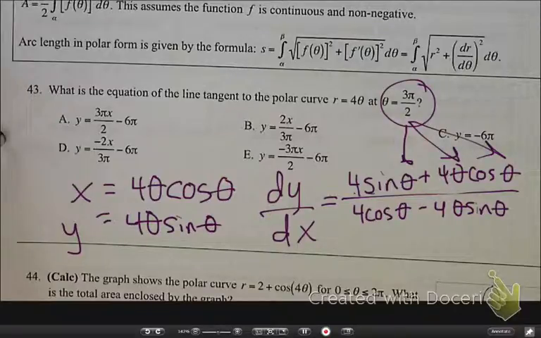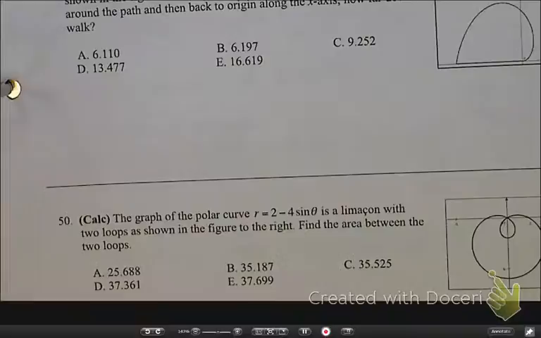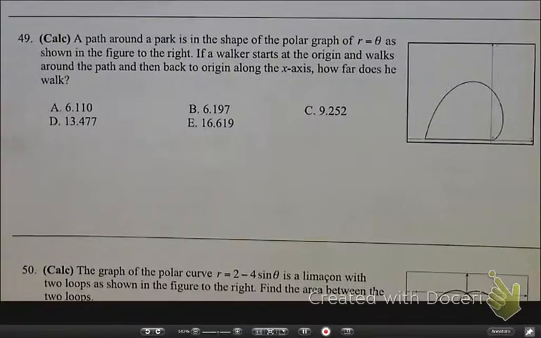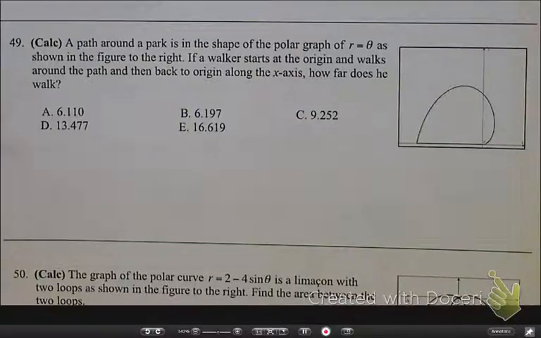All right, let's look at 49 on that same worksheet. This is not expecting me to do 40 questions in a night. All right, so this is another one, and you get to use a calculator on it.